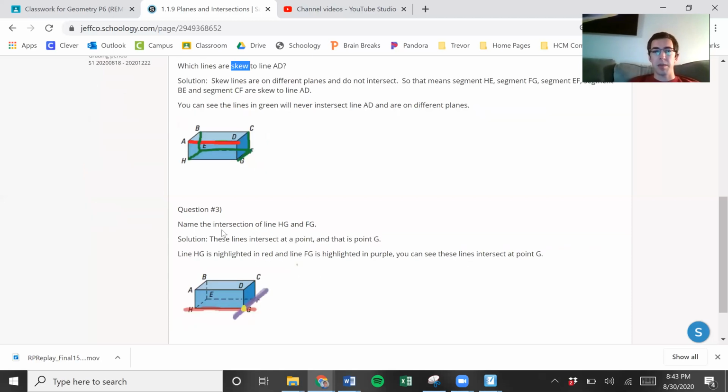Question 3. Name the intersection of HG and FG. HG is the pink line here. FG is the purple line. Those two lines would intersect at point G.